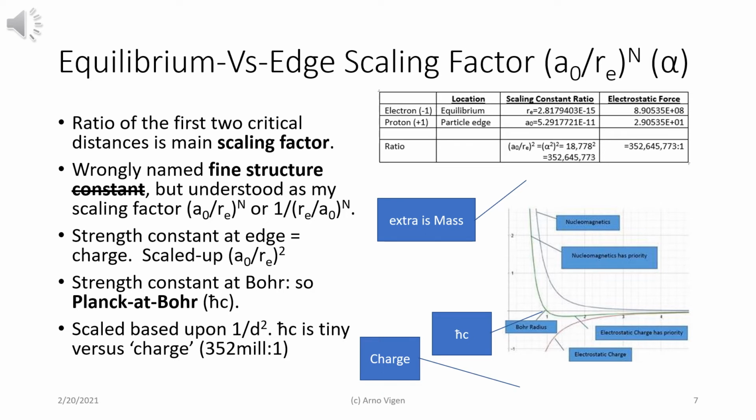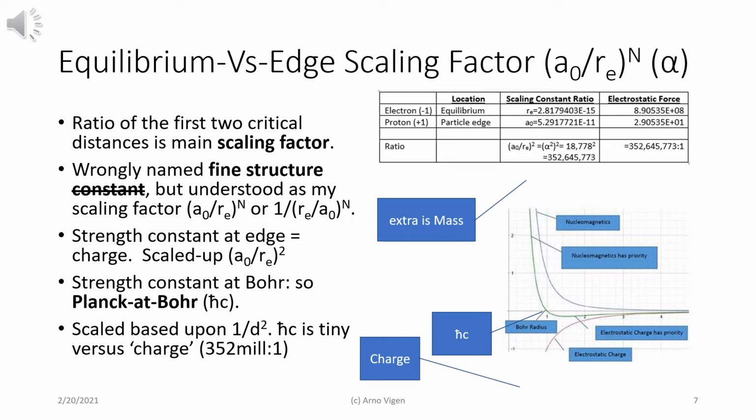The ratio of those two distances will appear repeatedly as equations scale up the Planck-Bohr hc to the particle edge strength. Scientists found that ratio in the abstract and called it the fine structure constant, symbol alpha or alpha sub e. That is a distance over distance ratio. In that way, the fine structure has no units of measure. However, the scaling is those distances. So I always will use the distances, a sub 0 over r sub e. That ratio will apply at the appropriate exponent, 1 over n.